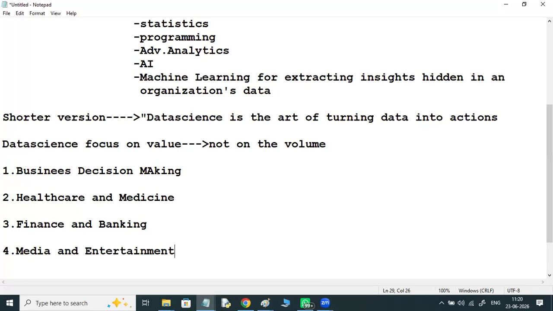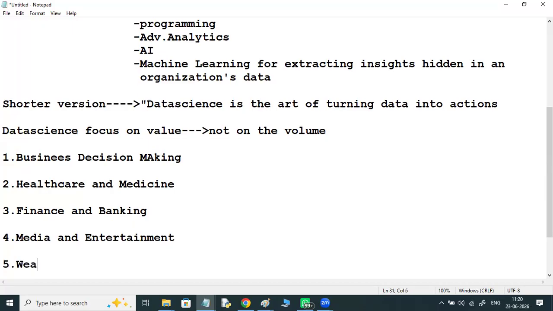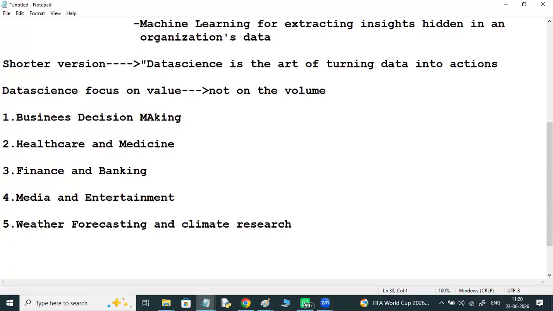And here, weather forecasting and climate research. Meteorologists use data science to predict weather patterns and analyze the climate.